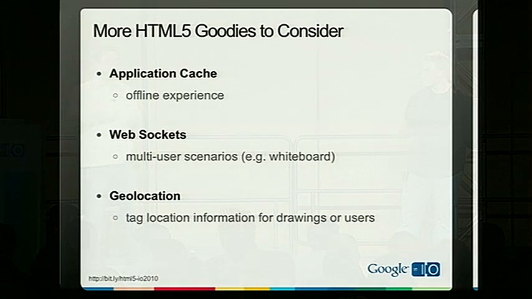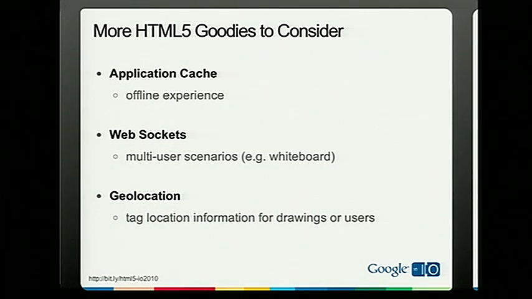One thing that is very easy to do is to add an offline experience for the user through application cache. With WebSockets, we can add a multi-user experience. Imagine a whiteboard application where remote users from different parts of the world collaborate on the same drawing. With geolocation, we can go a step further and add location information for each one of those users or drawings. And of course, there's a lot more. So that's why we need your help. Please go ahead, check out the project, and send us your feedback, contribute to it.